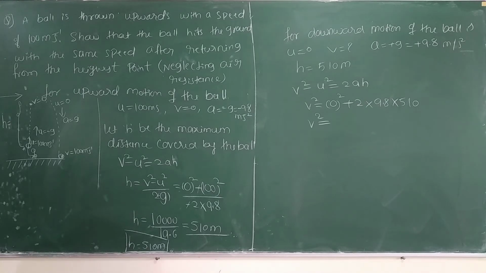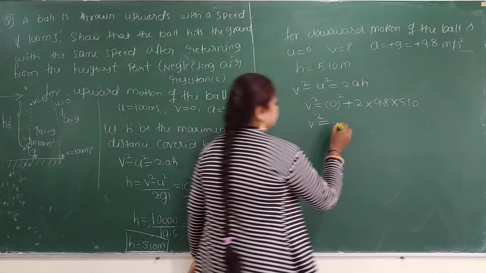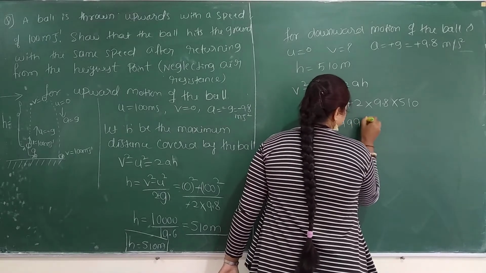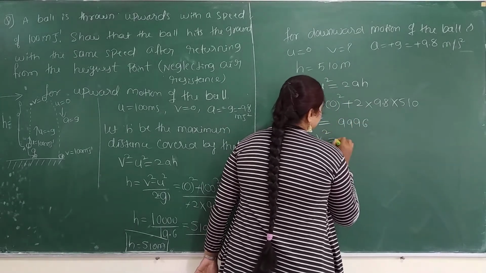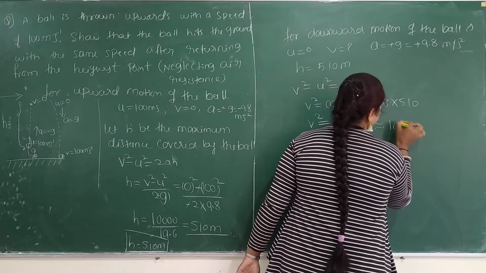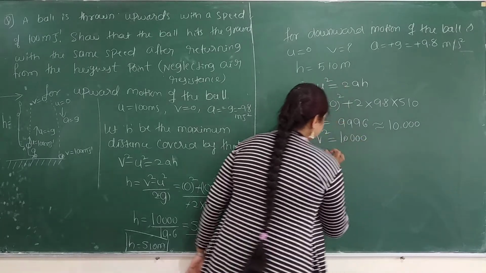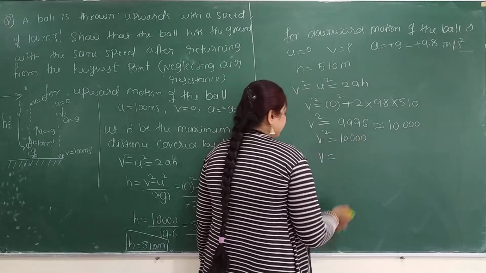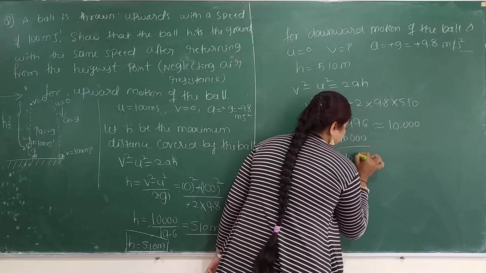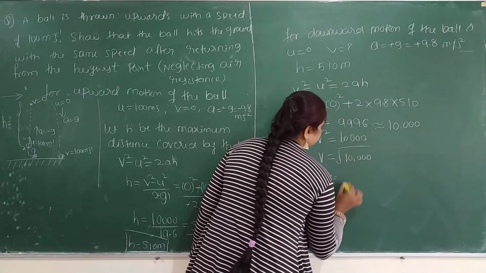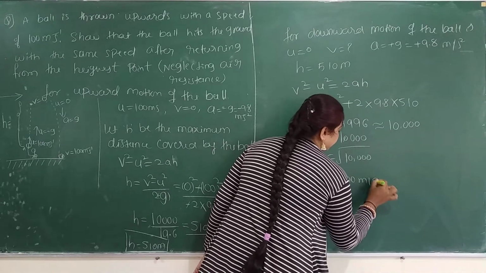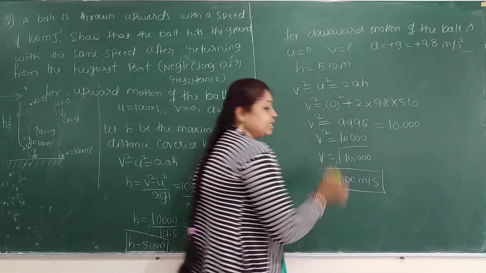2 into 9.8 into 510. Yes, it is 9,996, and we can consider it nearly equal to 10,000. Then take it as 10,000. Then take this square to the right side, you will get the square root of 10,000, and the square root of 10,000 will be 100 meter per second. This is the final velocity.